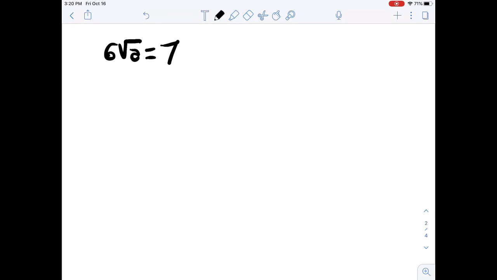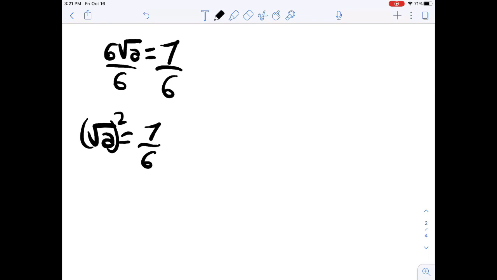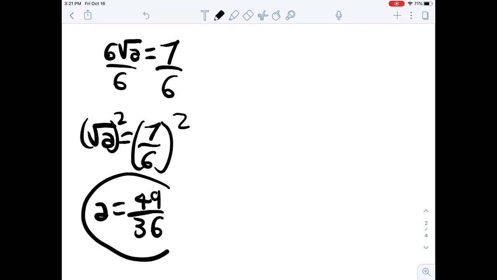Now let's solve this equation: 6 times the square root of a equals 7. So first we're going to isolate the square root of a. And so to do that, we're going to divide each side by 6, so that the square root of a is equal to 7 over 6. And from here you square both sides to get rid of the radical sign. And then 7 over 6 is squared, so that a equals 49 over 36.